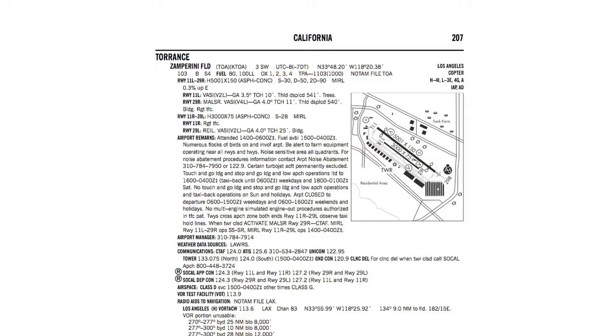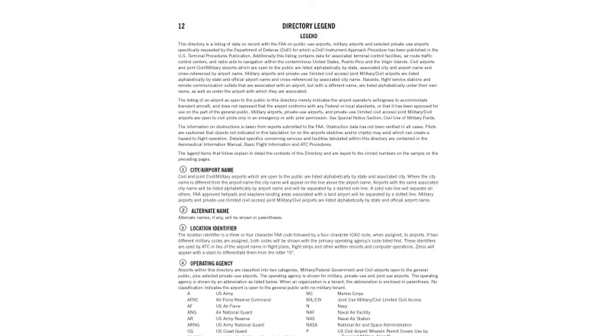If daylight savings time was in effect, we would subtract 7 hours instead. If you're unsure if daylight savings time is in effect, we can check the directory legend in the front of the airport facility directory. It gives us the necessary information we need to determine if daylight savings time is in effect or not, which is based on the time of the year and whether or not the state observes daylight savings time.